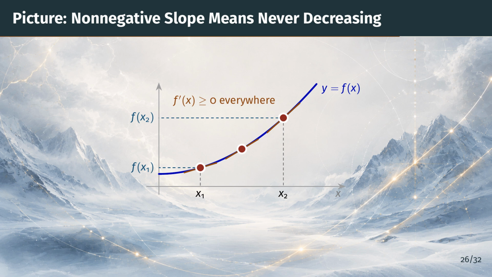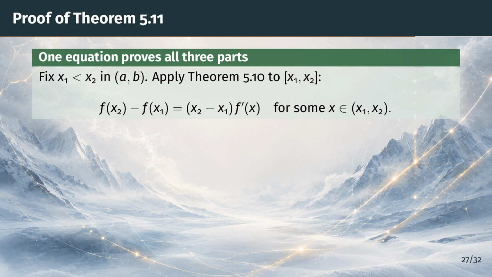Here's the proof. The whole proof is one application of the mean value theorem. Take any two points, x sub 1 less than x sub 2, inside the interval. On the closed interval between them, f is differentiable, hence continuous. So Theorem 5.10 applies. The difference of the function values equals the positive factor, x sub 2 minus x sub 1, times the derivative at some intermediate point, x. Every conclusion can now be read off from this single equation.